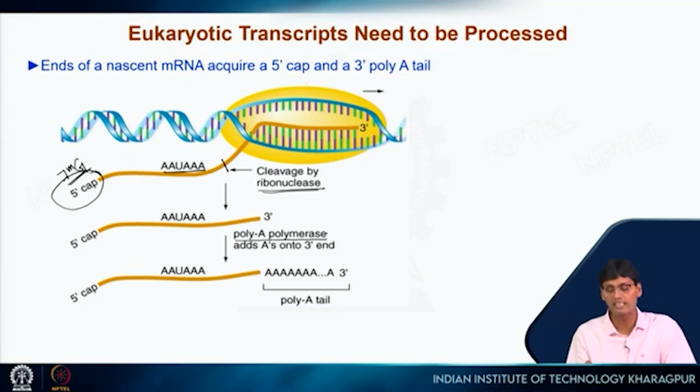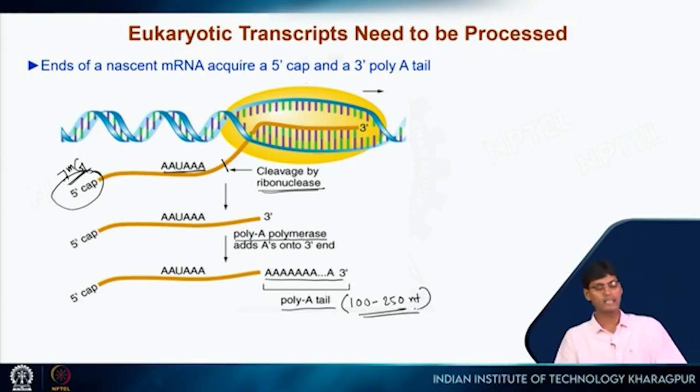As a result of that, it will add only A residues at the 3 prime end of this mRNA. That is why this is called poly-A polymerase, and this is template independent. That means in the template we do not have the corresponding, complementary residues present, not like that. This is template independent synthesis. So, it adds a poly-A tail at the 3 prime end. Generally the length of this poly-A tail is 100 to 250 nucleotides long.